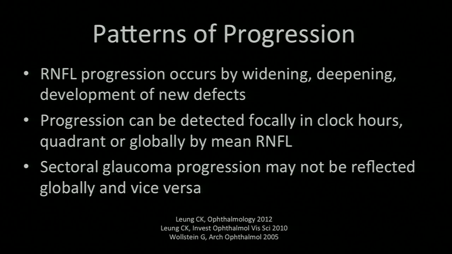When you have progression in the retinal nerve fiber layer, that shows up as a widening, deepening, or the development of new defects. Progression detection can occur focally in clock hours, in quadrants, or globally in the mean RNFL. The sectoral glaucoma progression may not be reflected by global progression and vice versa.